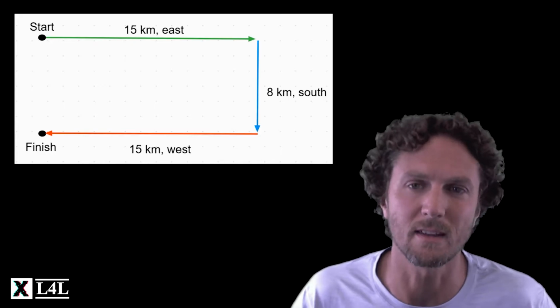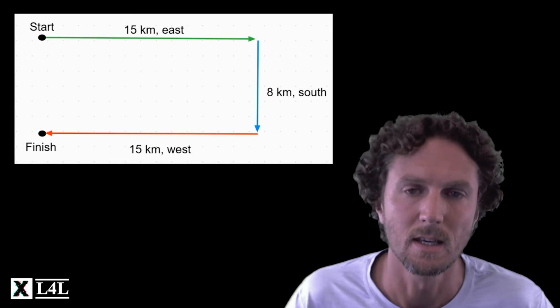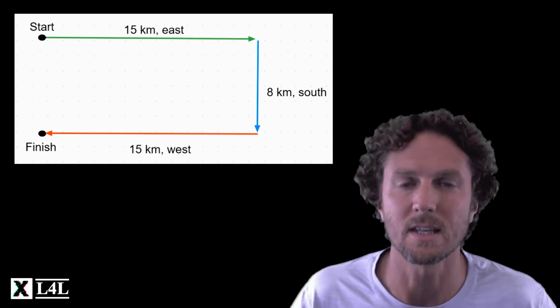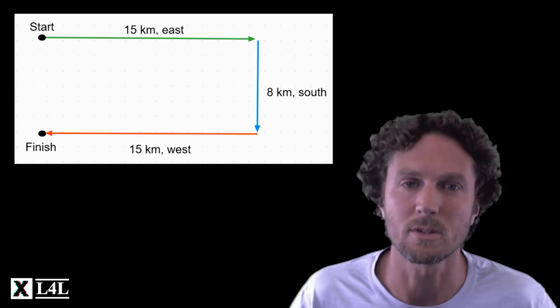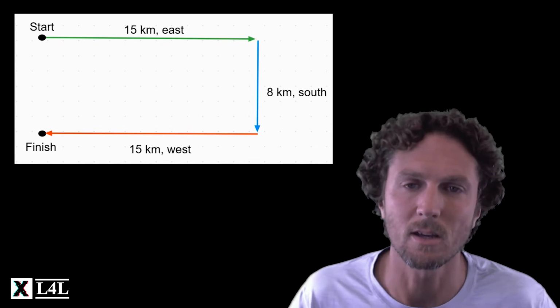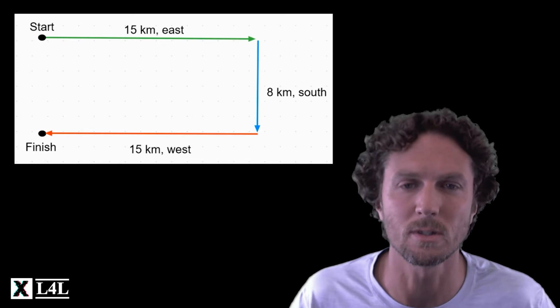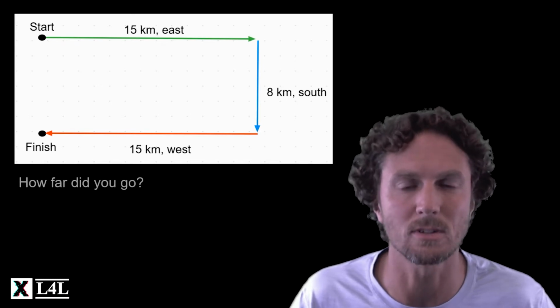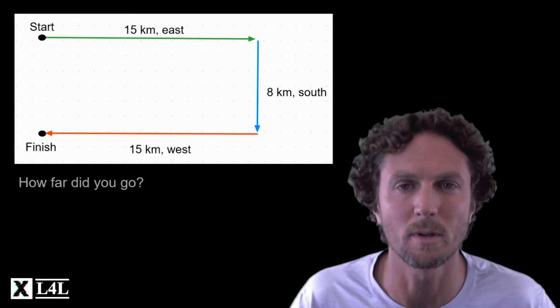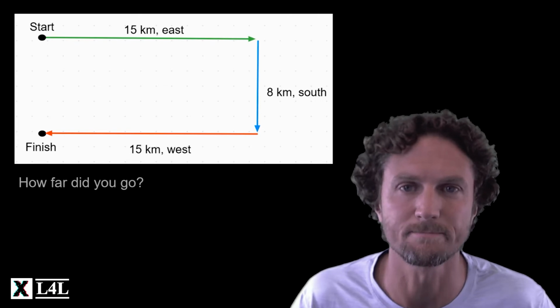Assume for a second that we're going to go for a bike ride in the city. And so you go 15 kilometers to the east and then 8 kilometers south, turn right again and go 15 kilometers to the west. So the question that I have for you is, how far did you actually go? Take a moment, hit pause, and think about this.